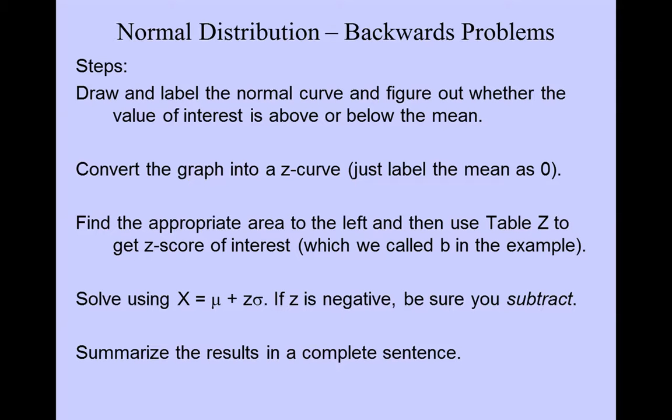Then solve using the equation x equals mu plus z times sigma. Now if z is negative, you're going to have the mean minus some value, because when you take the negative z-score times the standard deviation, you'll have a negative result. So adding a negative is like subtracting the number. Just make sure that the value you're looking for is to the left of the original mean, if that's where you drew it on your graph, or to the right of the mean, if that's where you drew it. And be sure to summarize the results in a complete sentence.